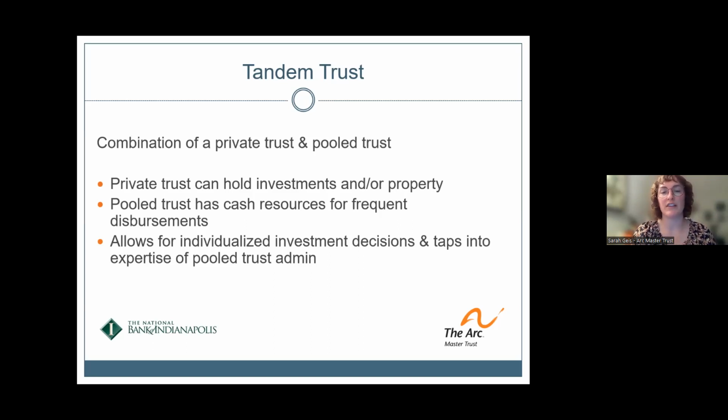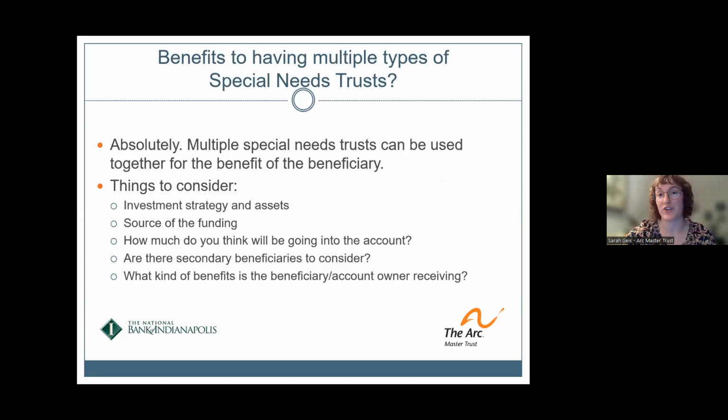You're getting that unique investment strategy that is tailored to you or your loved one, while also ensuring that the funds being dispersed for that person's benefit aren't being used in a way that could upset benefit eligibility, because you have the expertise of the pooled special needs trust. So that is an option that I think gives someone the best of both options, if it works for your unique situation. And there are absolutely benefits to having multiple types of special needs trusts. It truly does depend on your unique situation or the unique situation of your loved one.